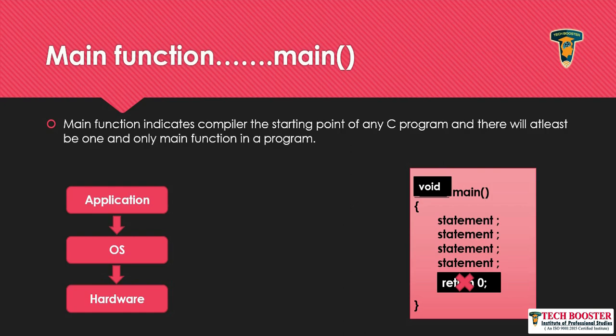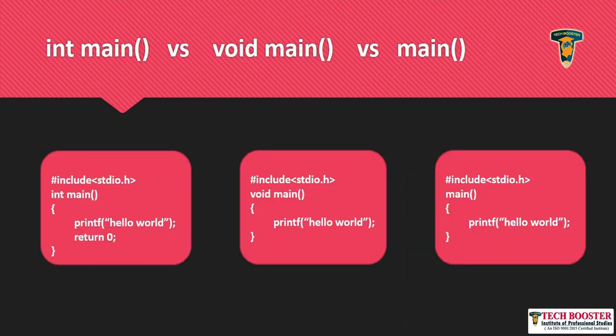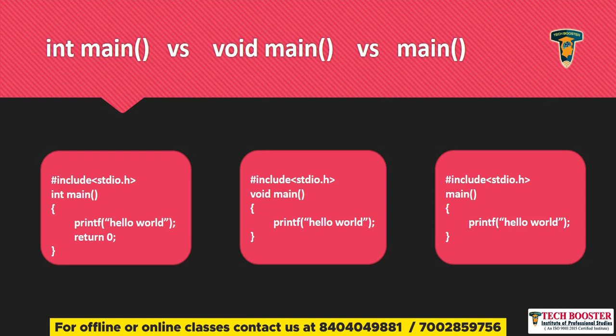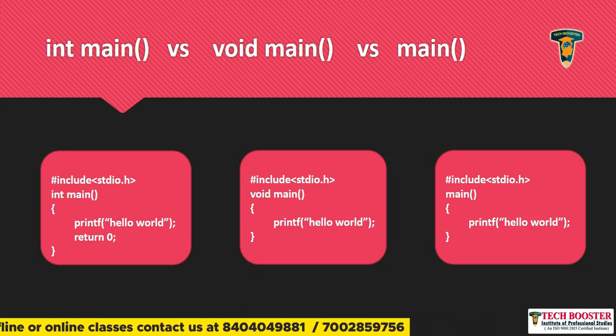You may also find someone not considering any of these data types. Someone may only write the main function. Now let's move forward and check out the differences between them. Like, what is the difference between int main, void main, and only the main function? Here I have considered three syntaxes, and my program will mainly print hello world. If I consider either one of them, I will have my output. But if I consider only the main function, that is my third case, in this case I will have a warning.